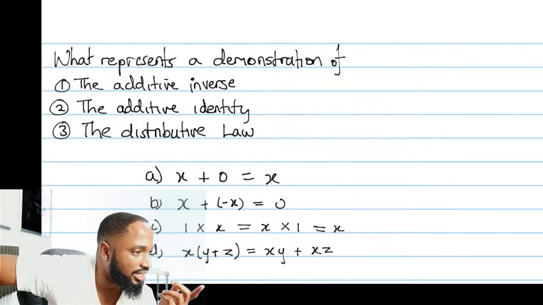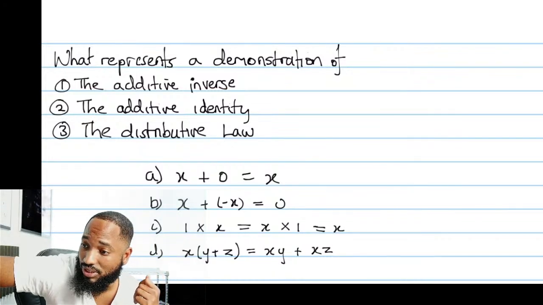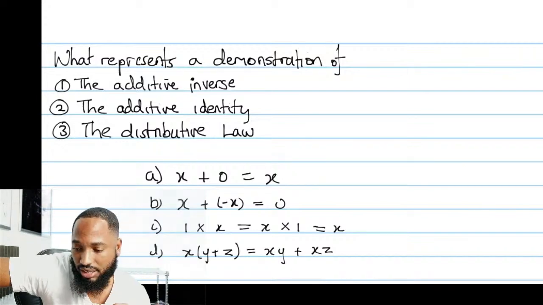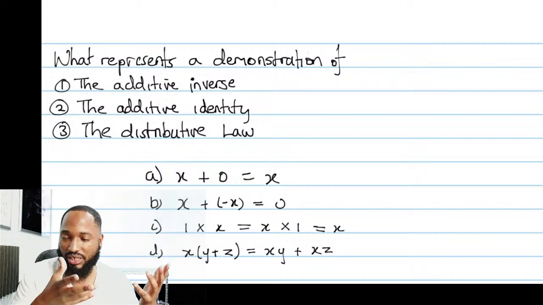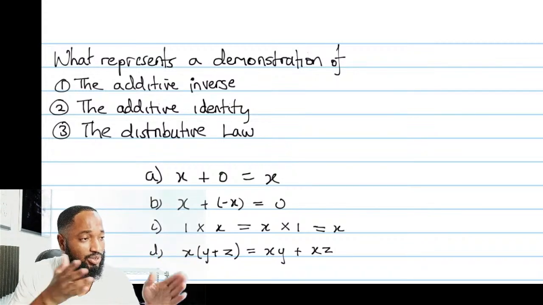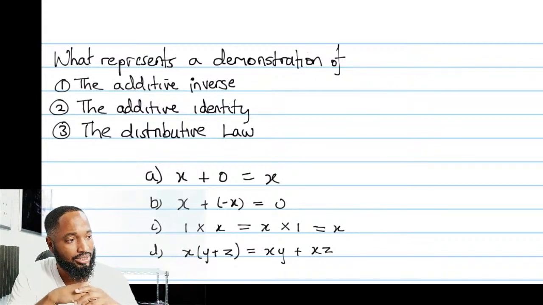Alright, so I have a full answer here. Kylie says 1B, 2A, 3B. So 1 is B, 2 is A, 3 is B. I want to make sure that this video has everything and everything feels comfortable for everybody. So if you have any little problems, we're taking our time and doing it.